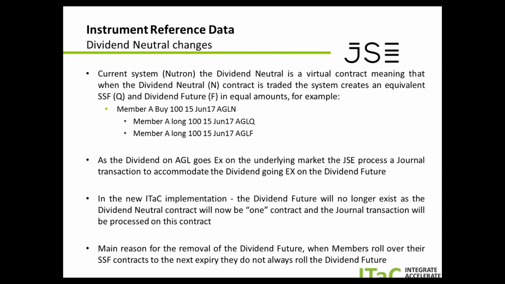And the main reason for that is when the guys are doing their rolls, they trade the single stock future and the dividend future together. So when they roll it to the next expiry, they actually forget to roll the F contract and they just roll the Q contract. And then we sit with naked dividend futures on the system, which could be a potential risk if a dividend gets declared. Hence the reason why we're taking away the dividend future and combining them both in the dividend neutral. Any questions?